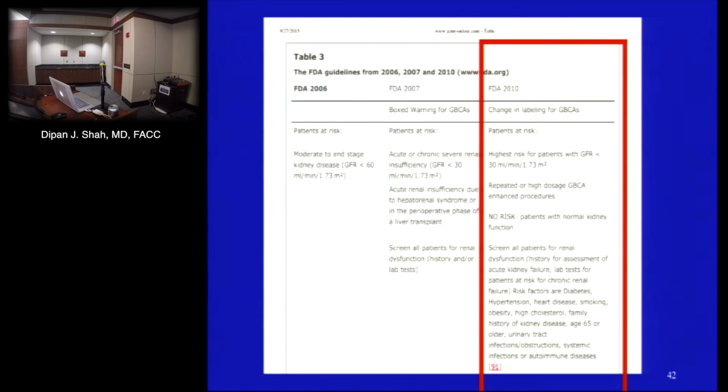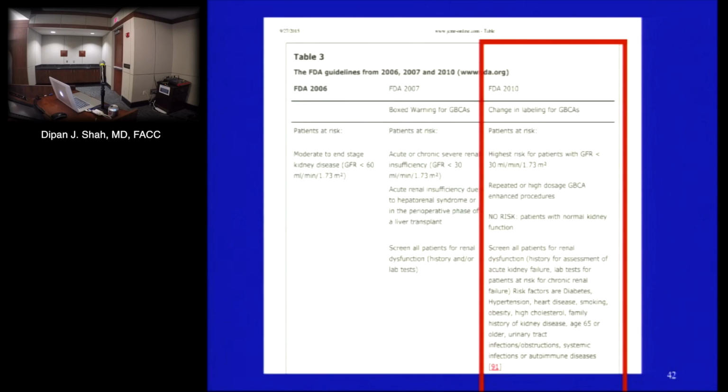The concern, obviously, is with repeated doses of gadolinium. And then an important statement that the FDA made, which is that there's no risk in patients with normal kidney function. So you cannot really develop nephrogenic systemic fibrosis in people who have normal kidney function. So I think that's an important thing to be aware of. And lastly, they recommend basically that all patients undergo screening.